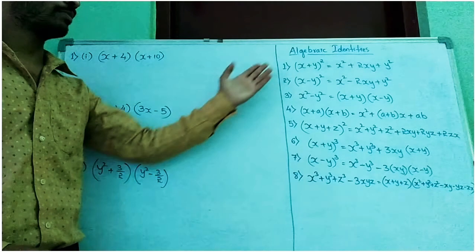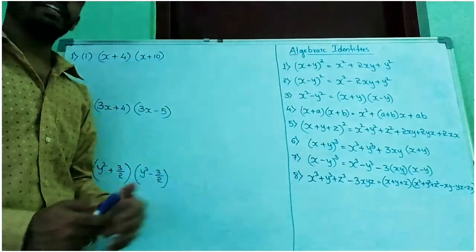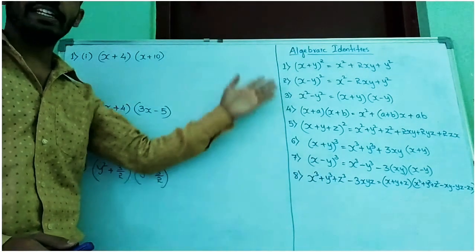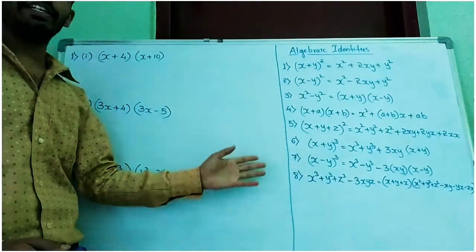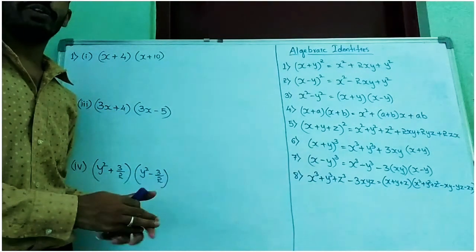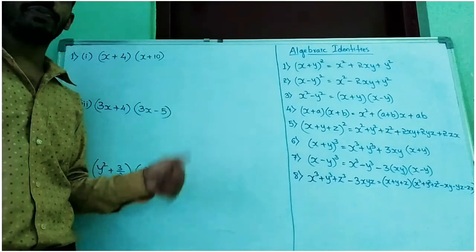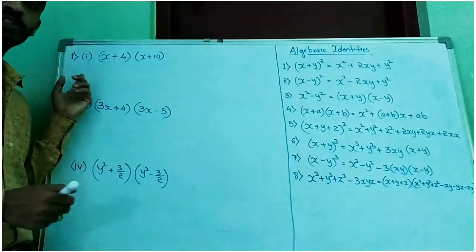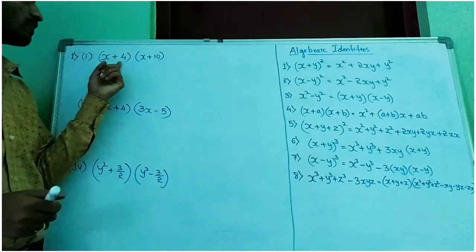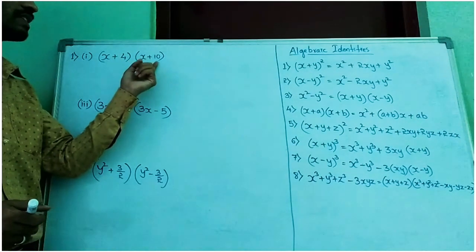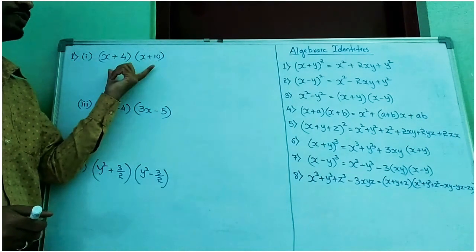We are discussing the algebraic identities. Here, a total of 8 identities are given. On each identity we are trying to solve some problems from exercise 4.5. So in the first question, (x + 4)(x + 10). Which identity do we have to use?